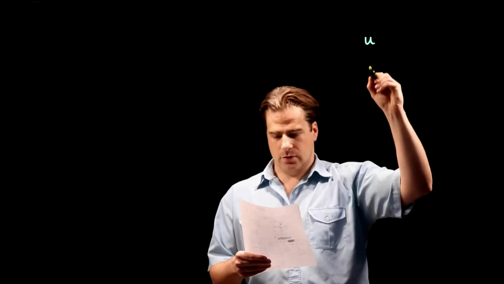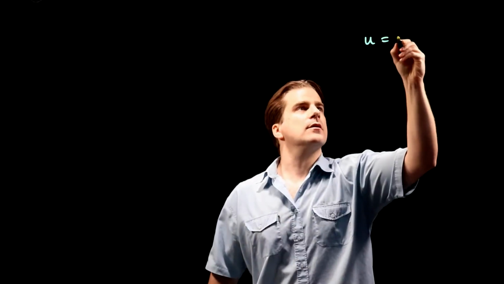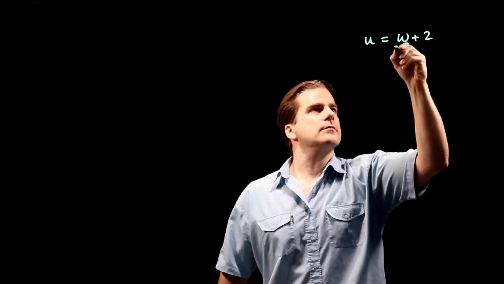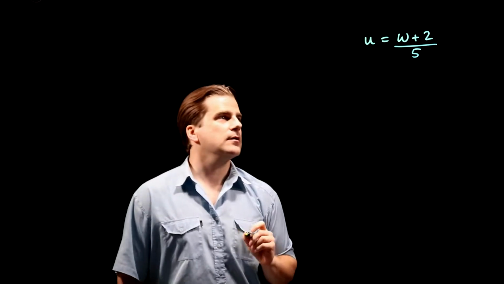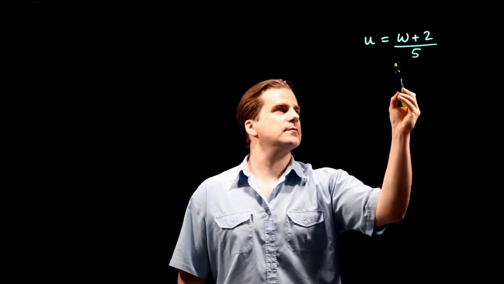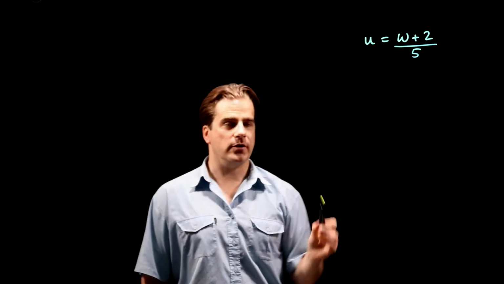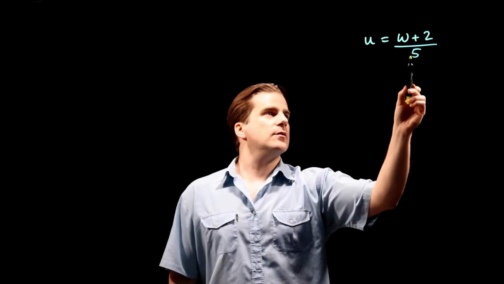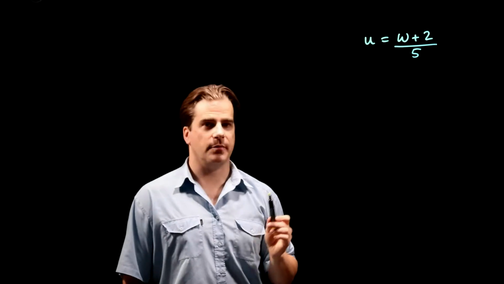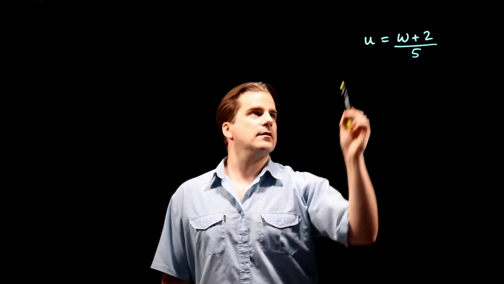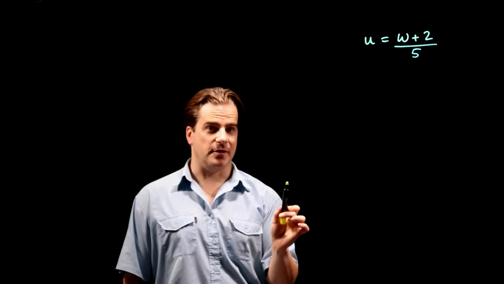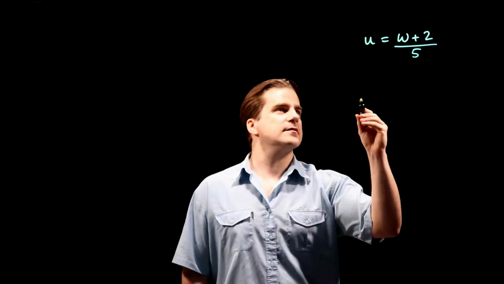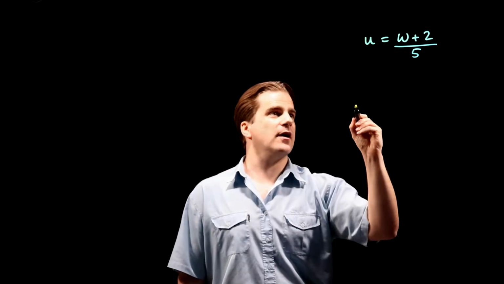Okay, let's do a couple more examples. Let's do u equals w plus 2 all over 5. So the 5 is dividing the w and the 2. We've got a 5 on the bottom there, so let's multiply both sides by 5, and then we'll have everything on the top. We're making w the subject, by the way. So multiply everything by 5.